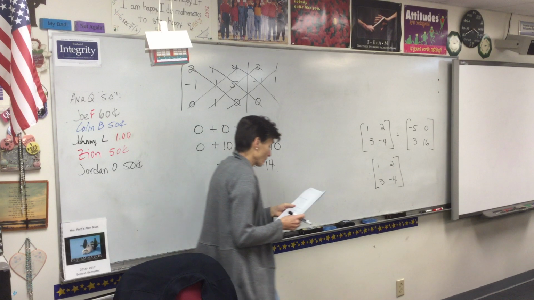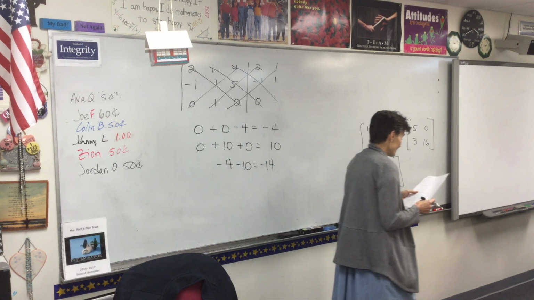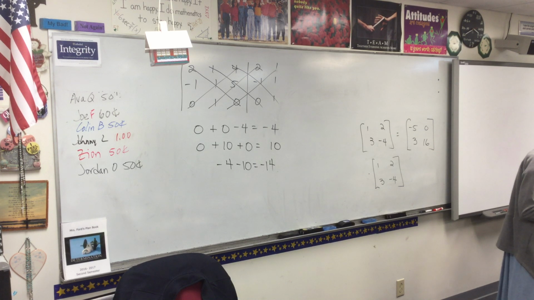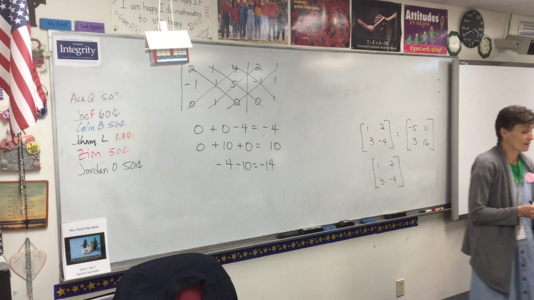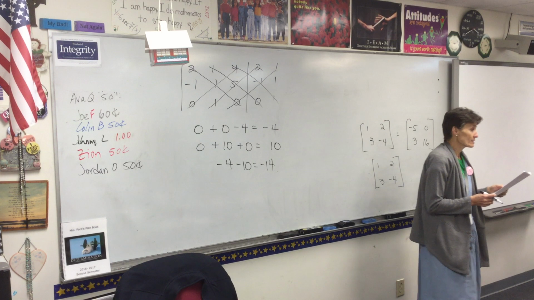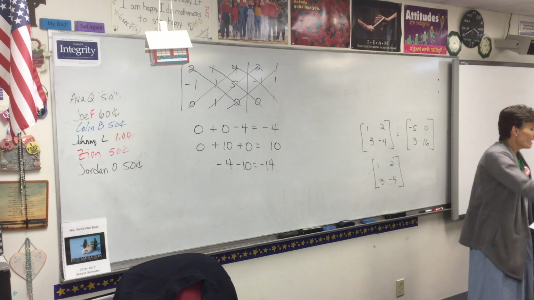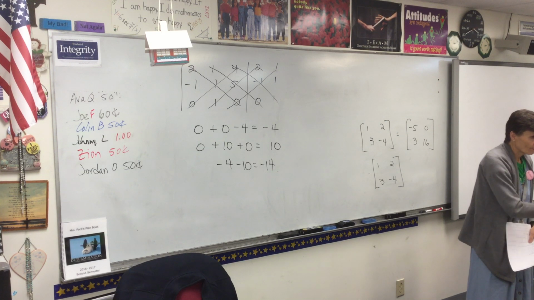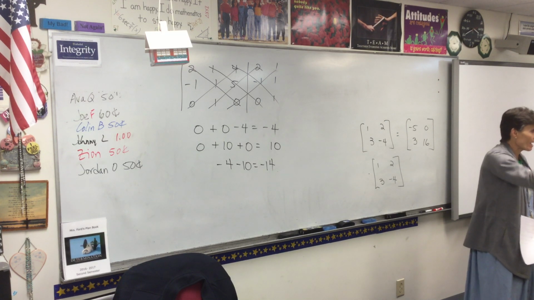Number 6A. What is A sub 1, 2? 4. Yes, it's 4. Because what does sub 1, 2 mean? Row 1, column 2. What are the dimensions of matrix A? 4 by 2. How many rows does it have? 4. How many columns does it have? 2.